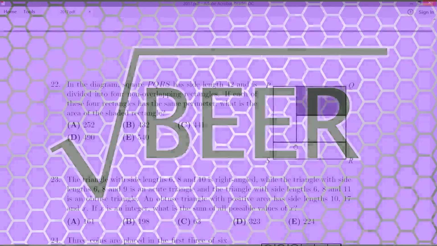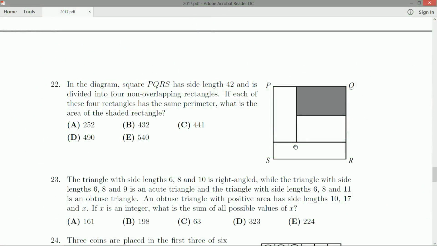We are looking at question 22 as we continue down the question list for the 2017 Cayley contest. In the diagram, square PQRS has side length of 42 and is divided into 4 non-overlapping rectangles. If each of these 4 rectangles has the same perimeter, what is the area of the shaded rectangle?